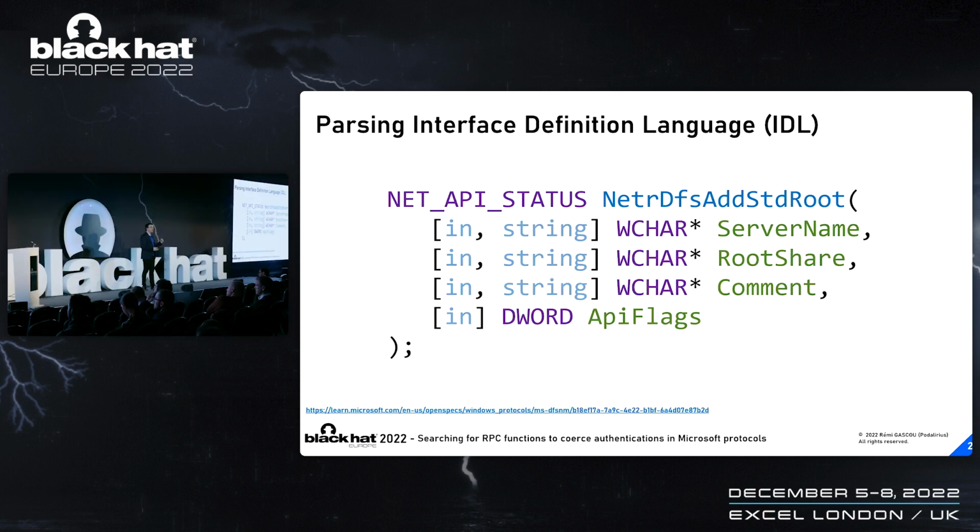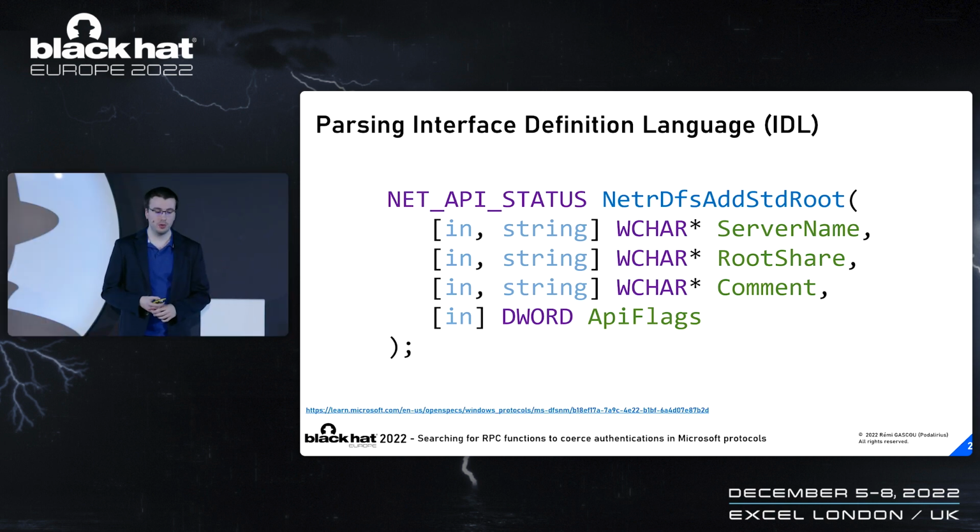If we look more closely at what a function looks like, we have a return type, a name, properties, type name for each argument, and argument names. Argument names are really useful in RPCs because they are almost never obfuscated, which means they typically describe what they are doing. So server name is basically a server or an IP address. Root share is an SMB share. Comment, it can be a comment of a new share that you will create, of a new DFS namespace.